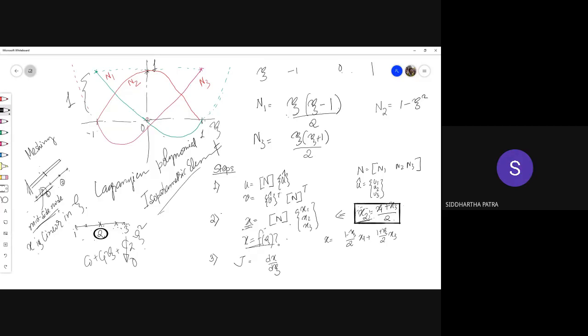Okay. So can you recognize these two functions? These are the shape functions n1 and n2 of linear bar element. Okay.